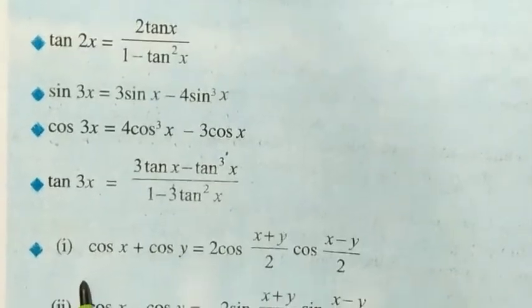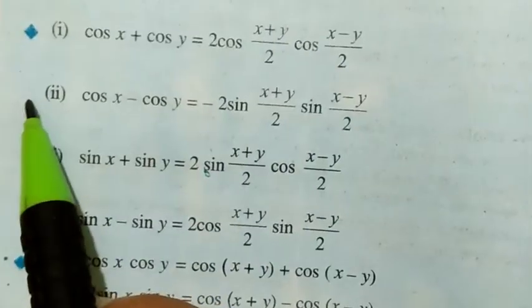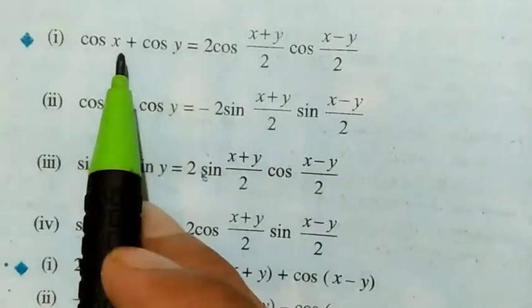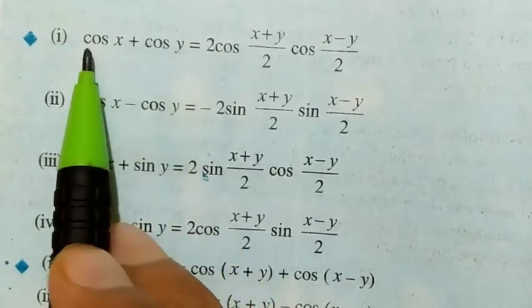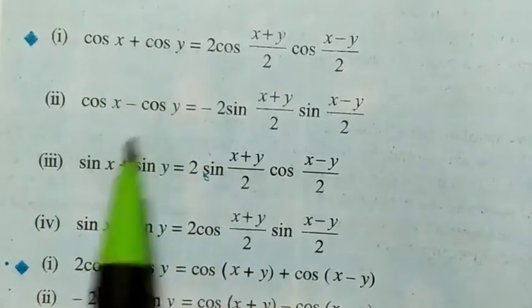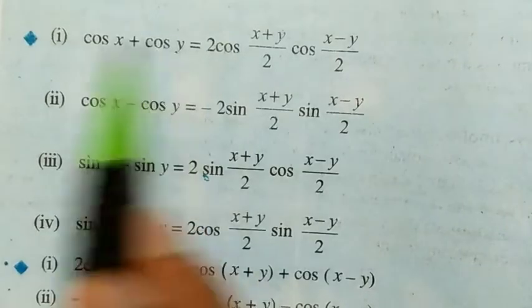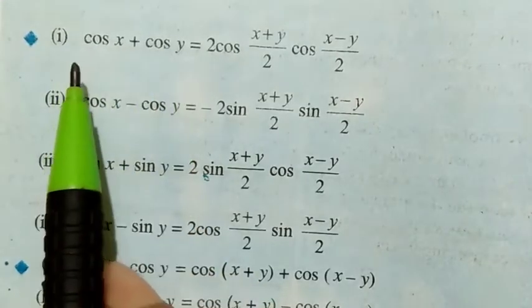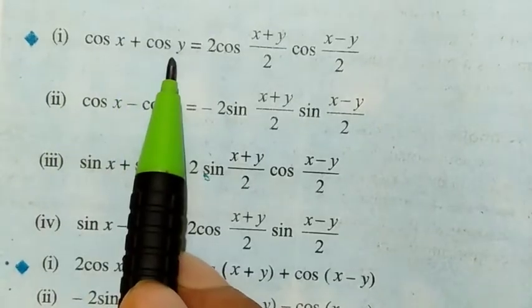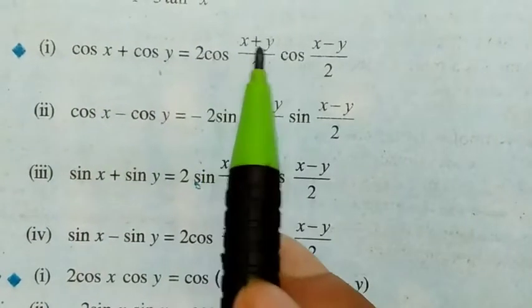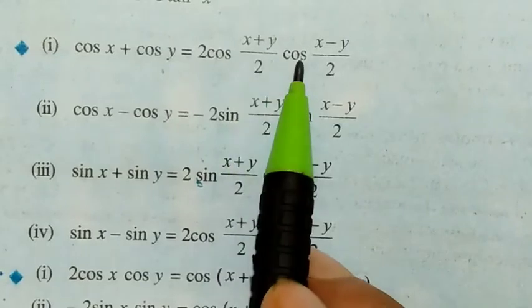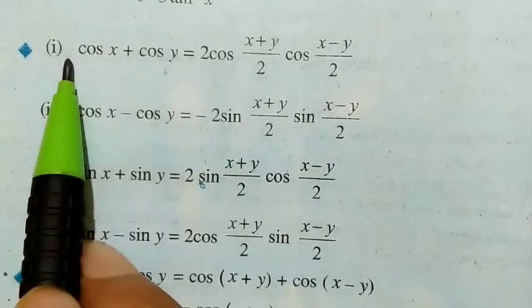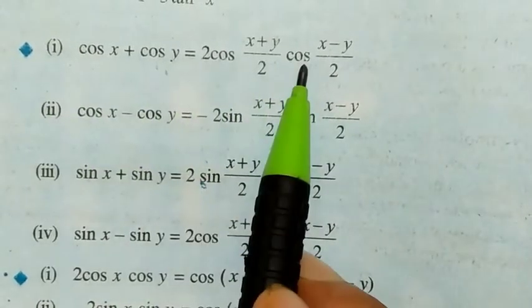Now cos of x plus cos of y. So cos x plus cos y. We learned cos x plus y, cos x minus y, sin x plus y, sin x minus y in the first part. Here cos x plus cos y, that is different than this. So cos x plus cos y is equals to 2 cos x plus y by 2 cos x minus y by 2. So here c plus c, so 2cc.